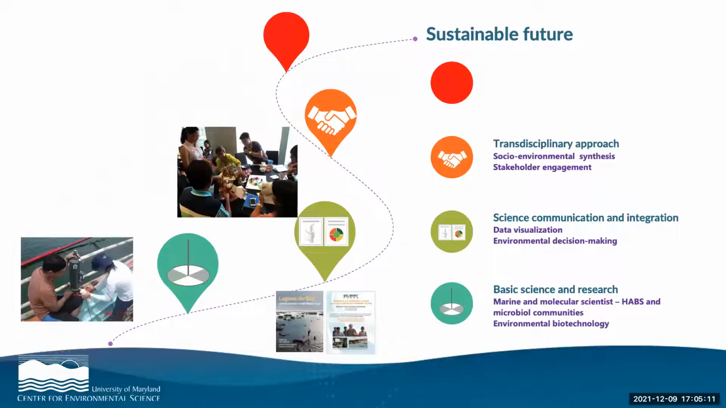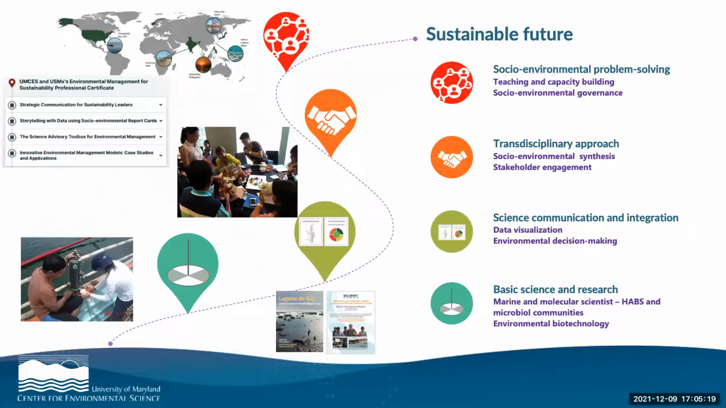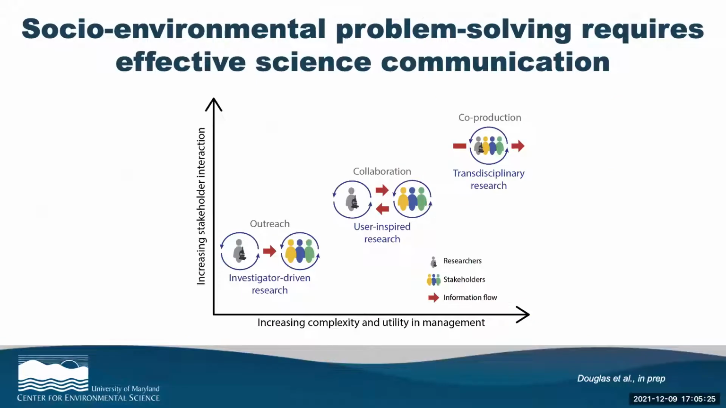Currently, my interest is in social environmental problem solving through teaching and capacity building, which I already mentioned previously, and social environmental governance, where I'm coordinating a project that involves the US, Philippines, Norway, India, and Japan. For the goal of social environmental problem solving, which I know that we all share, both science communication and stakeholder engagement are needed. The degree of stakeholder interaction depends on the complexity of issues, but what is consistently needed in all these types of engagement, be it outreach, collaboration, or co-production, is effective science communication.